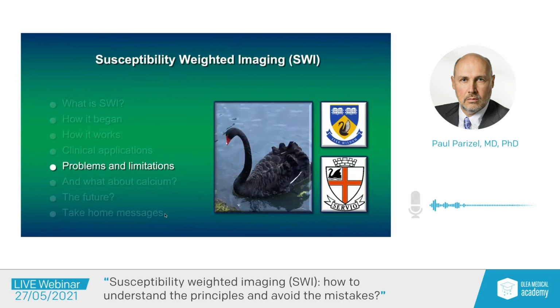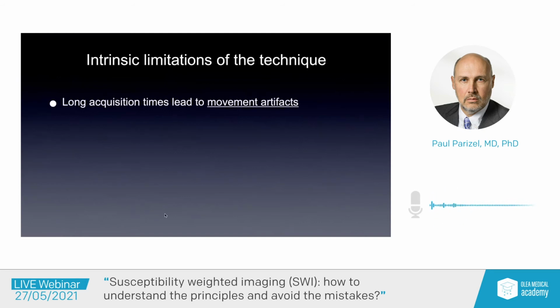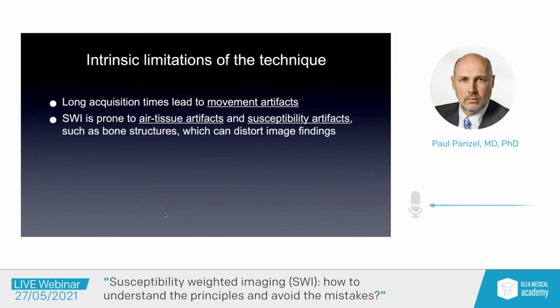So if this sequence is so fantastic, what are the problems and what are the limitations? Well, there are some intrinsic limitations of the technique. That is, the acquisition time is relatively long, leading to movement artifacts. It is prone to air-tissue artifacts, for example near the frontal sinuses or near the petrous bones, and susceptibility artifacts from bony structures, the skull base, which can distort image findings.